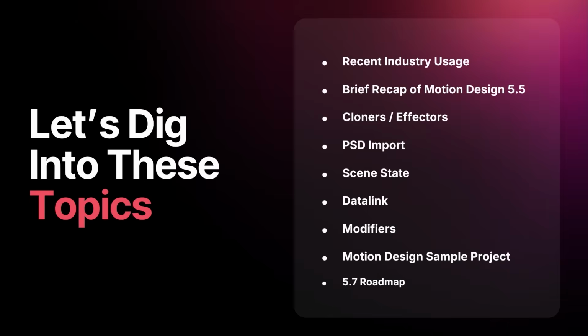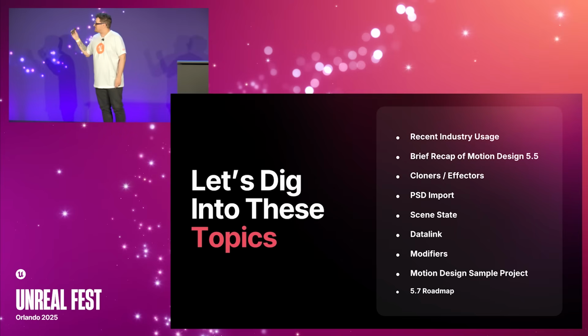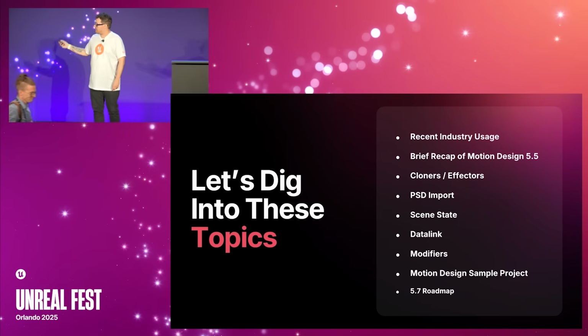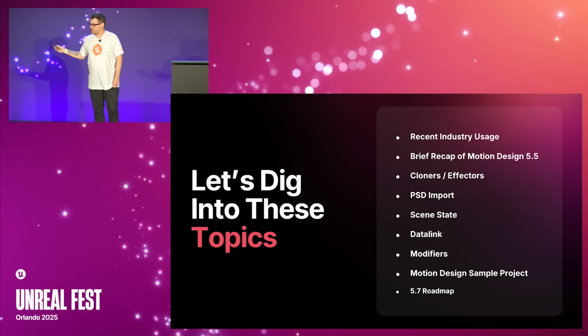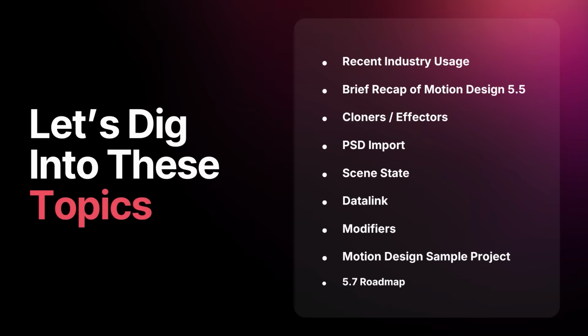We're going to talk about some recent industry usage. We're going to do a brief recap of 5.5's version of motion design for people who are coming at this kind of fresh. We're going to talk about some updates to cloners and effectors in 5.6, and the rest is pretty much 5.6 here. So the PSD import is something we're going to get into. For people who don't know that's coming at all, it'll be pretty cool. We have a new system called the scene state that I want to talk about. Data link, which is a system for doing a lot of cool stuff with live data. Modifiers, we have some updates to the modifier stack that I think everyone will appreciate. And we have a little something called the Motion Design Sample Project that I'm excited to announce here.